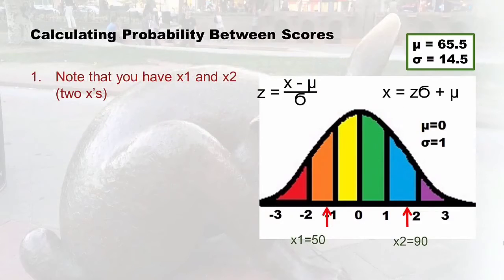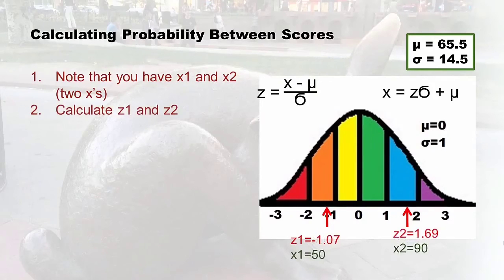Note that in that case, when you have a between one, you actually have two x's, and we'll label them x1 and x2. So the not so smart friend is going to be x1, and the smarter friend is going to be x2, just to keep these x's straight. The next step is you're going to calculate z1 and z2, and I'm kind of cheating because we already did these. We already knew the z1 for the not so smart friend was negative 1.07, and the z2 for the smarter friend was 1.69, so I just put them on the diagram.